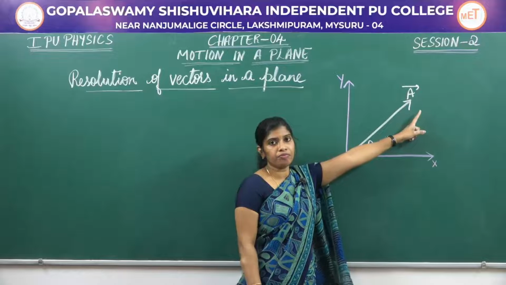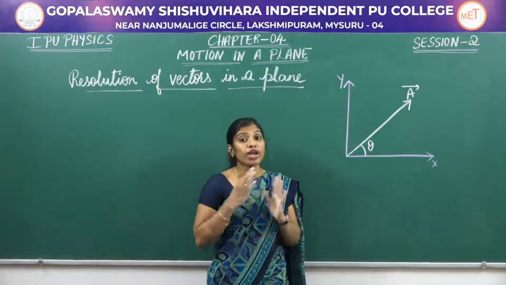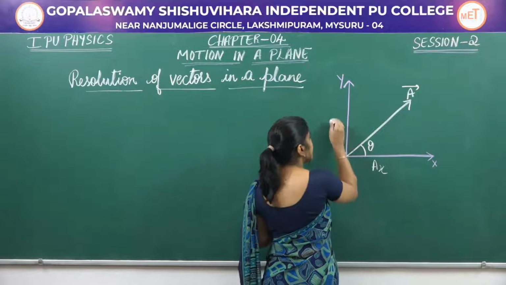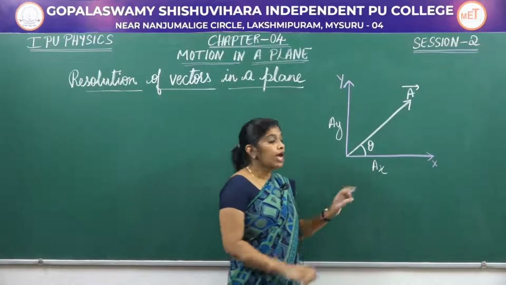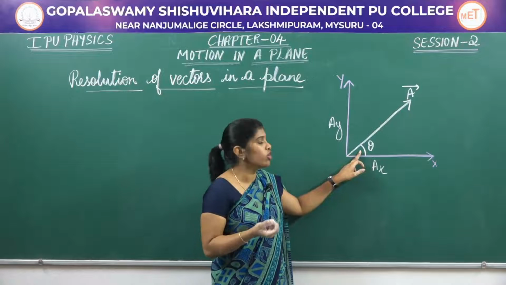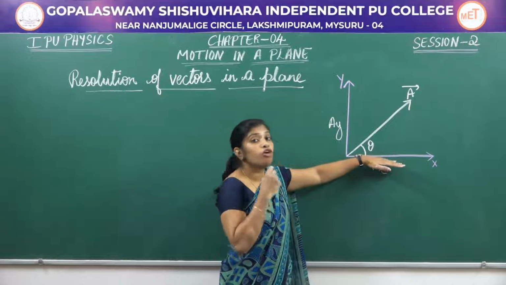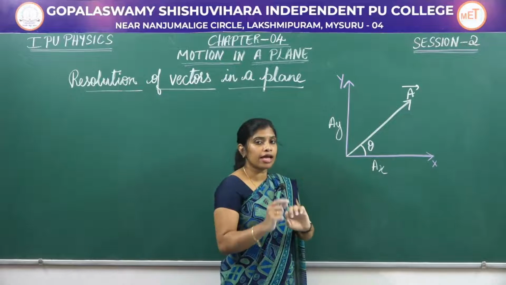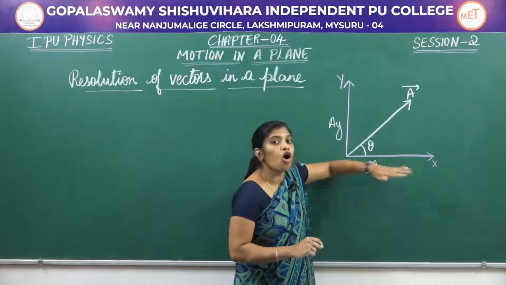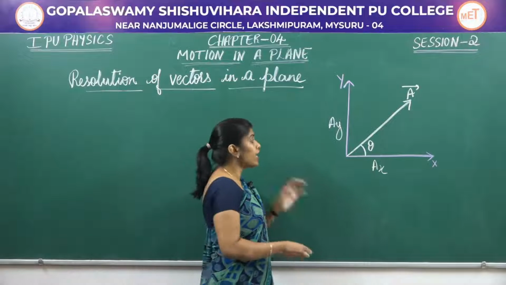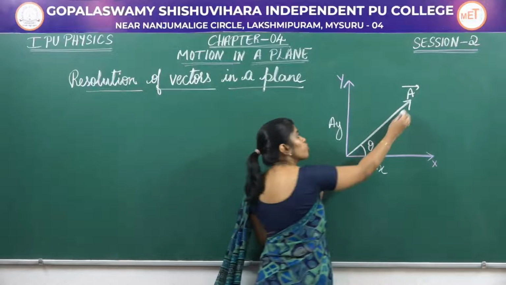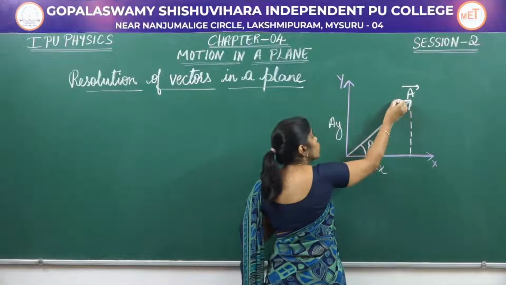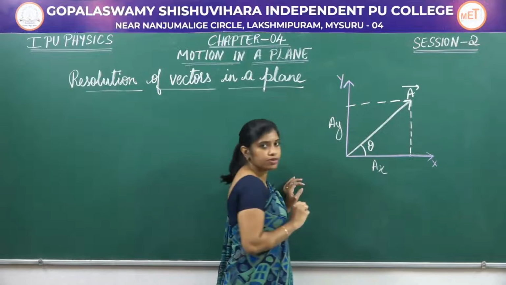Now this is the vector A. I am going to resolve this vector A into two rectangular components. One is Ax, which is this, and another one is Ay. And this angle is theta. So what is theta here? Theta is the angle between the horizontal component Ax and the vector A. So theta is the angle made by vector A with the horizontal component. Next, I'll make some construction here where I draw a perpendicular from A to the horizontal component and also to the vertical component.